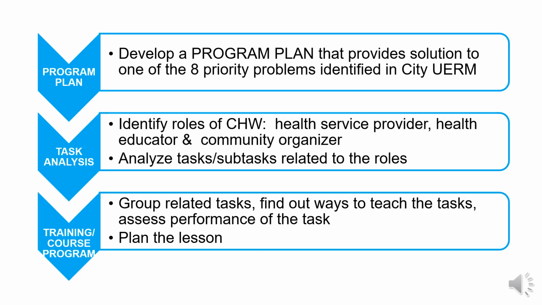As an overview, you started with identifying 8 priority problems in CTUERM using the nominal group technique. You were then tasked to formulate a program plan, which is community-based, to address a priority problem. Then you went into listing the roles of a community healthcare worker in a primary healthcare setting and identifying the tasks and subtasks related to these roles. These tasks were analyzed in terms of the knowledge, attitude, and skills needed in the performance of the subtasks.